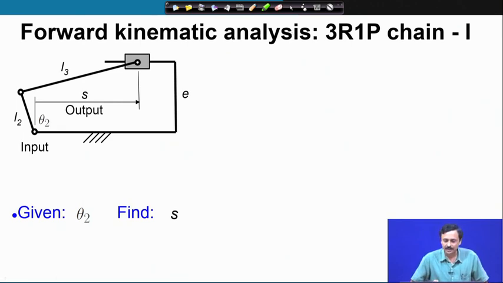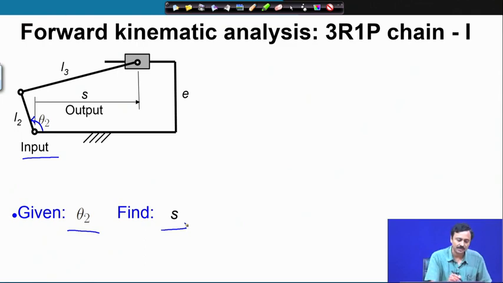So, the forward kinematic problem. What are we given? What is the problem statement? We are given the input. Say input is the angle theta 2, and what is the output? Output is the displacement of the slider from a certain datum position. The datum position is taken here. From there we are measuring the displacement of the slider.